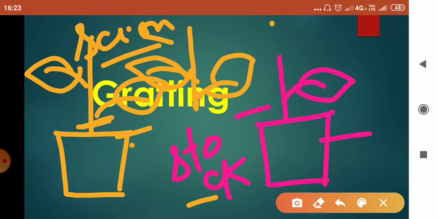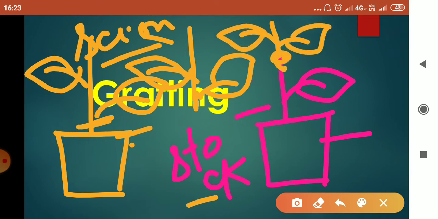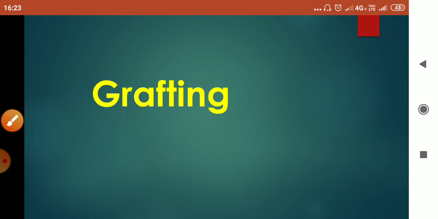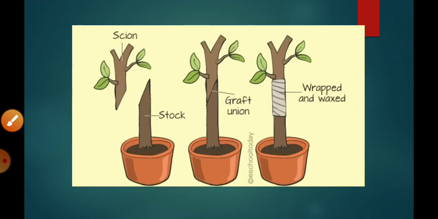Now this scion is kept over the stalk and it is tied firmly, and then we are going to leave it as it is. After some days, the tissues present between the stalk and the scion will join, and then they will form a new plant. So children, by this method, new varieties can be produced. Let us see the picture of grafting.